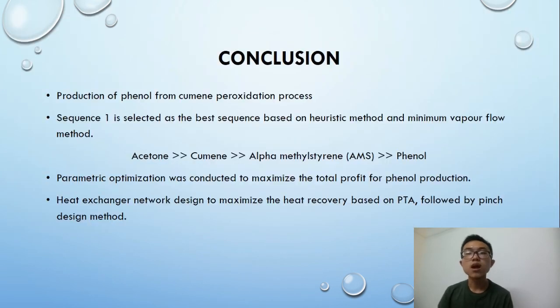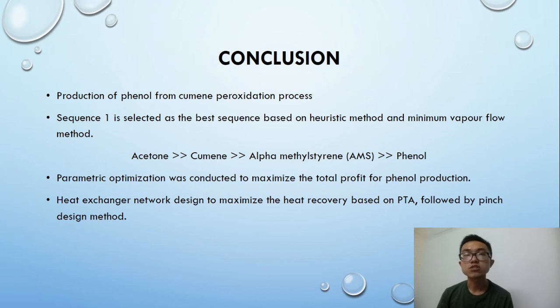As a conclusion, the case study on phenol production is done by using the cumin peroxidation process, as this process has the highest gross profit compared to the other 2 processes. For separation sequence, based on the heuristic method and minimum vapor flow method, sequence 1 is selected as the best sequence, in which acetone is separated first, followed by cumin, AMS, and phenol.